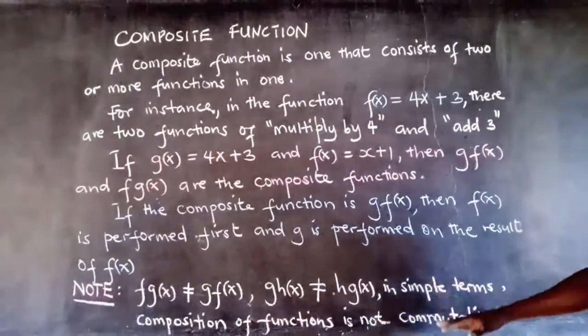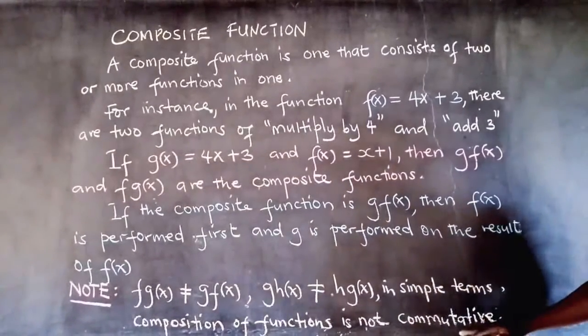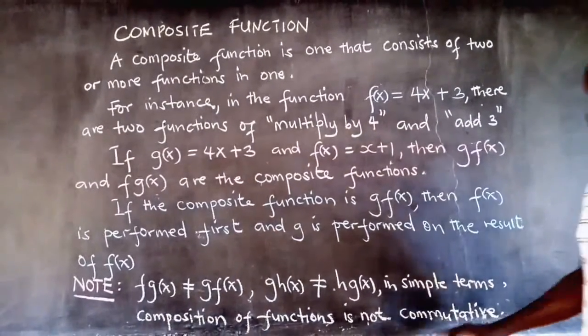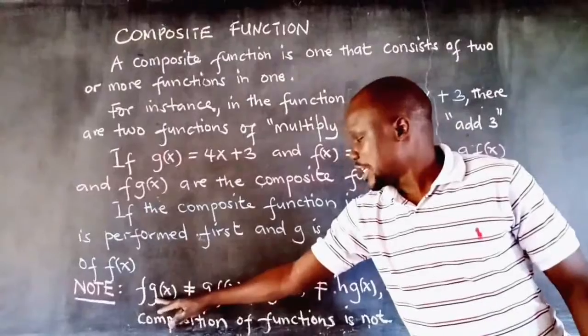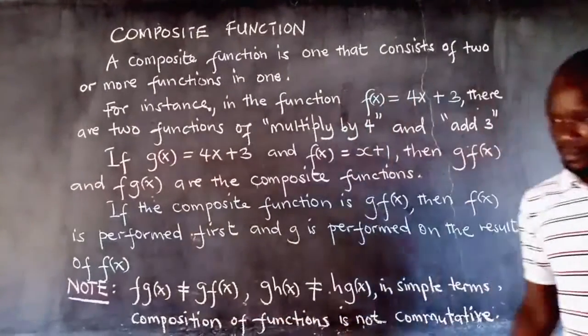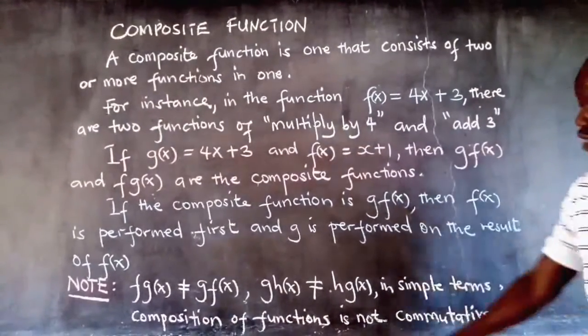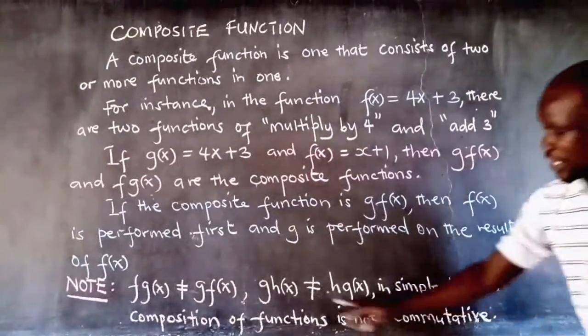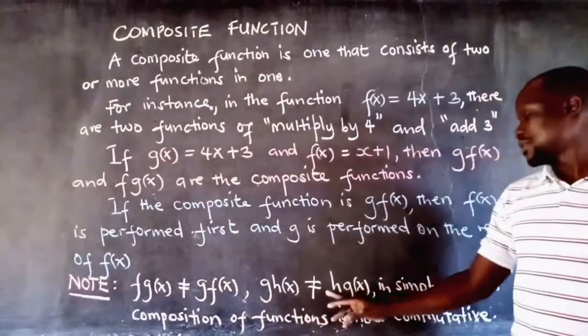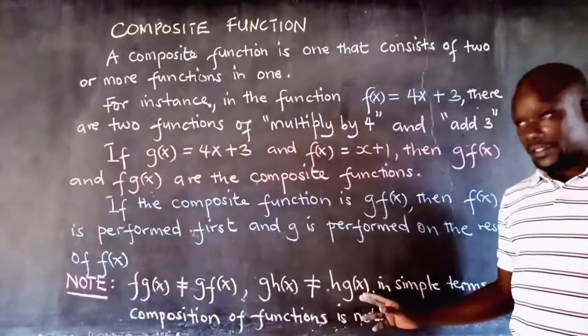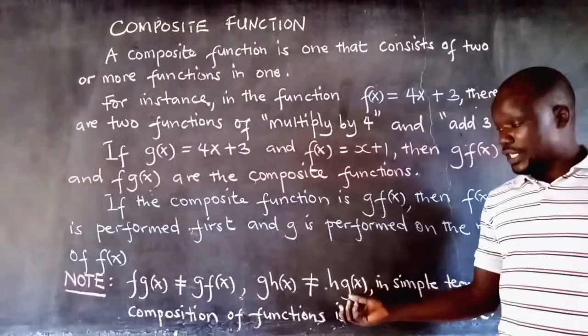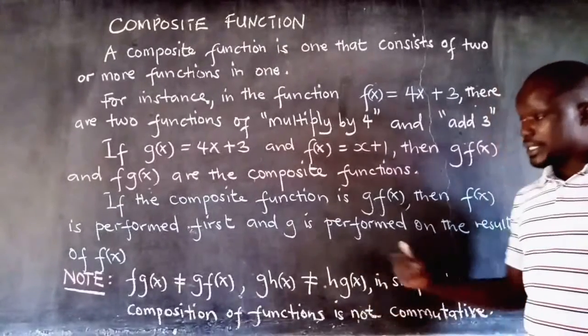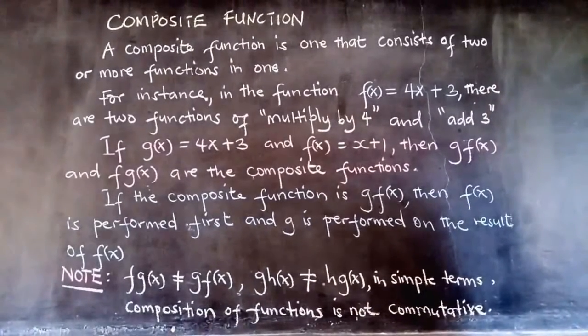Composition of functions is not commutative. In other words, you cannot interchange. When you write fg, it is not the same as gf. And we are saying composition of functions is not commutative. When you write gh of x, it is not the same as hg of x. And with the tested results, you will see that this actually is very true.